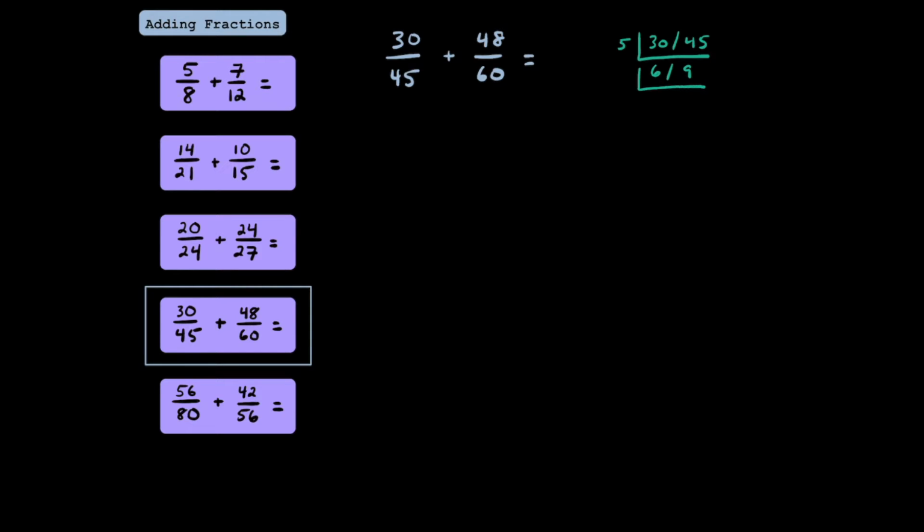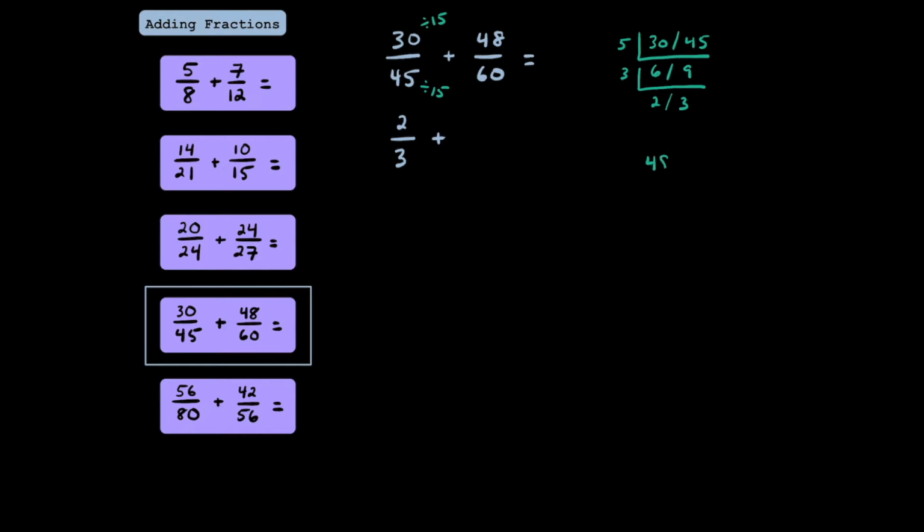Since 6 and 9 both have a 3 as a common factor, 3 goes into 6 2 times, and 3 goes into 9 3 times. Since 2 and 3 are relatively prime, that's going to be the most simplified version of 30/45ths. Now it's time to figure out how to simplify 48 over 60.